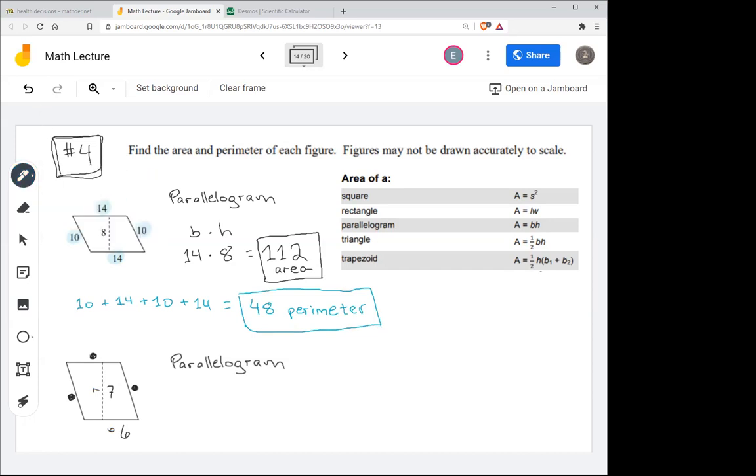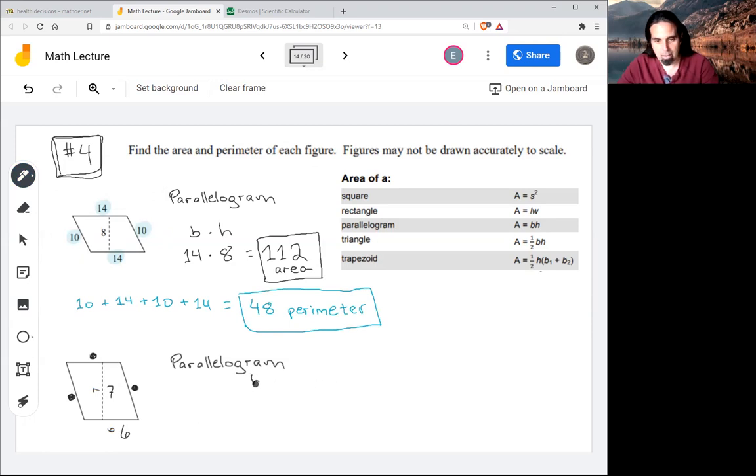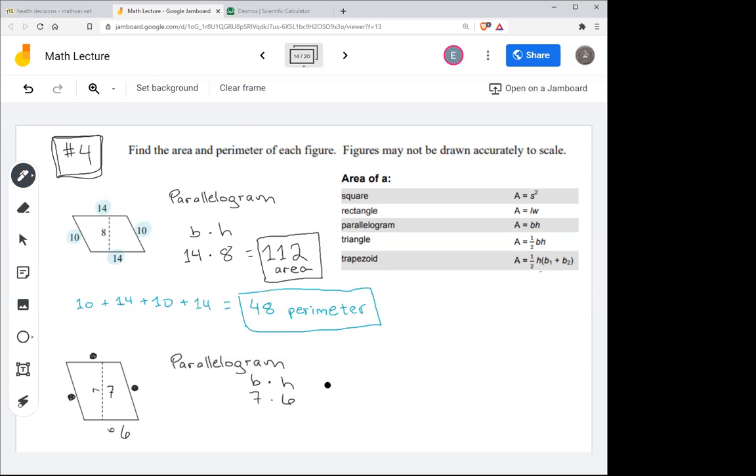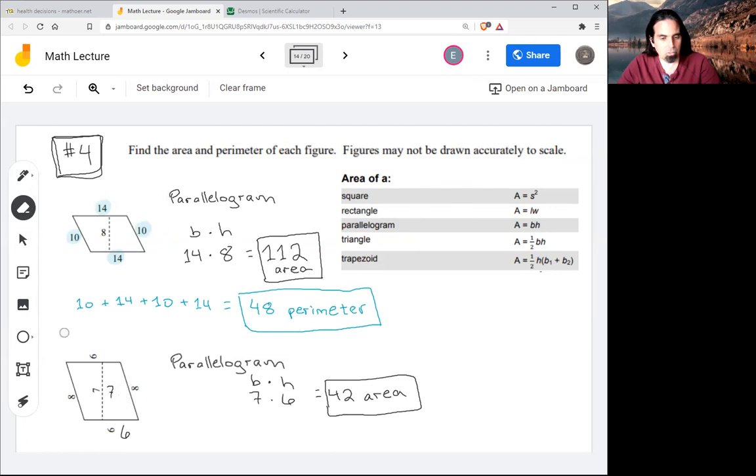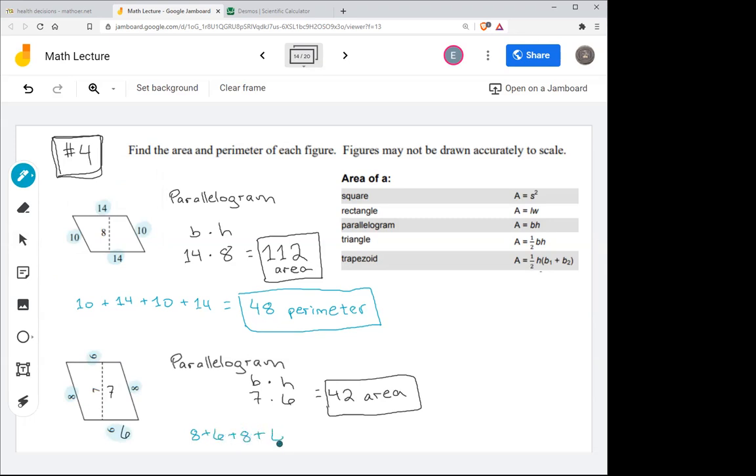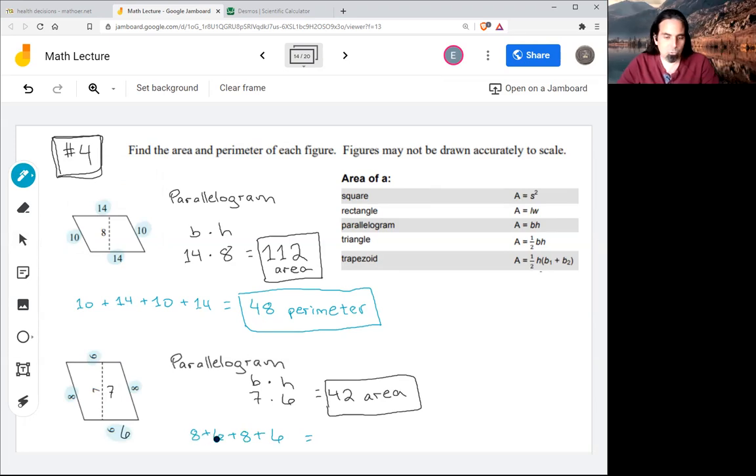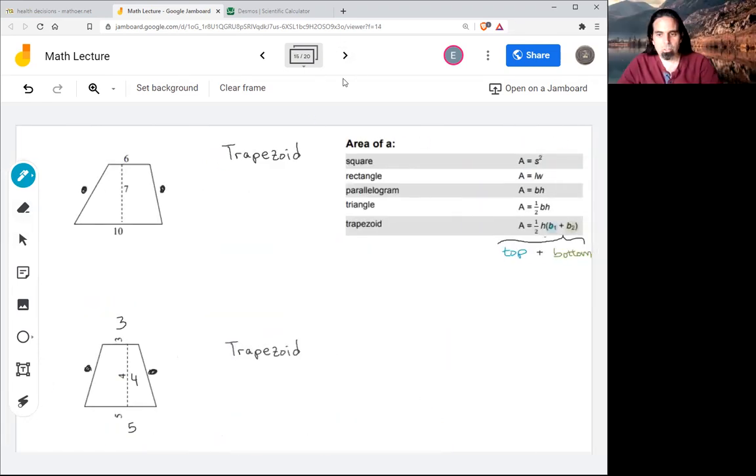Ready for the next one? Somebody call out what to do. Base times height, which would be 7 and 6. Then I uncover my hidden numbers. I'm going to highlight the perimeter. So 8 plus 6 plus 8 plus 6. So 8 and 6 is 14. Again, there's another 14, so 28 for the perimeter. Is my math good? Am I making mistakes? I think you're good. Good. Okay. On to the trapezoids.